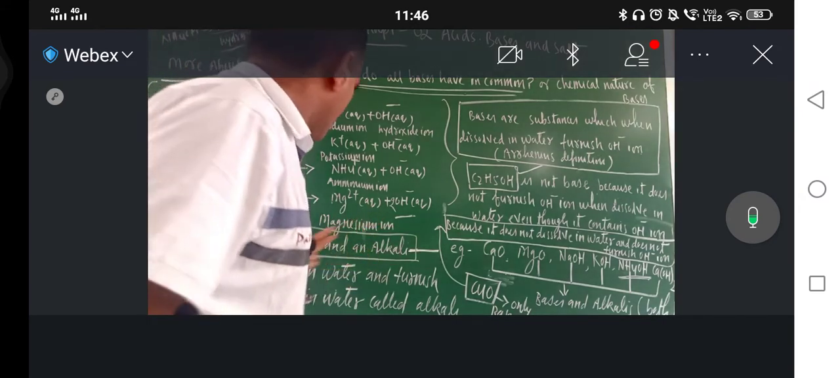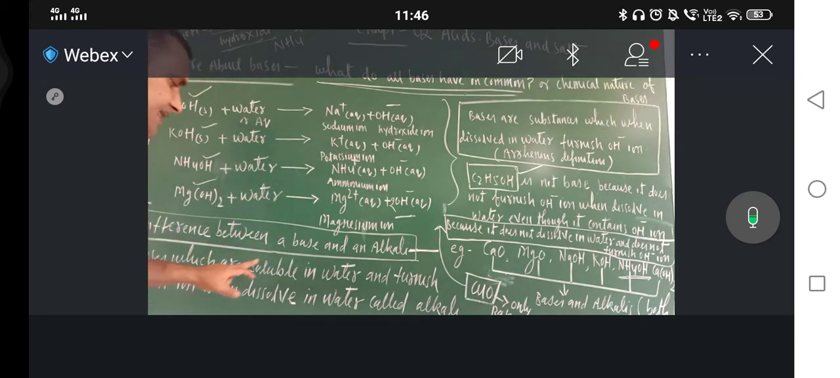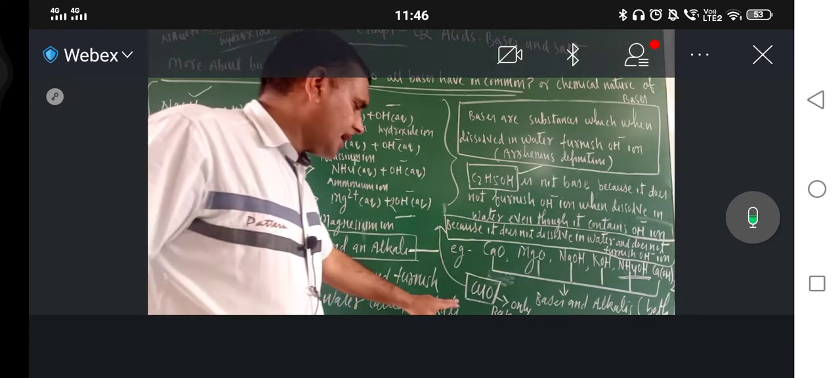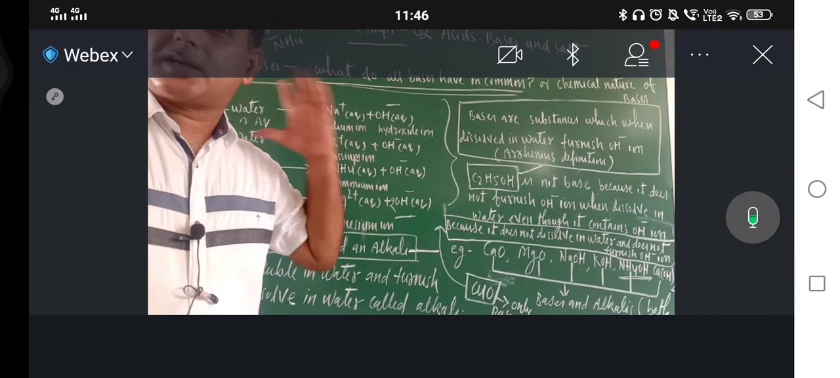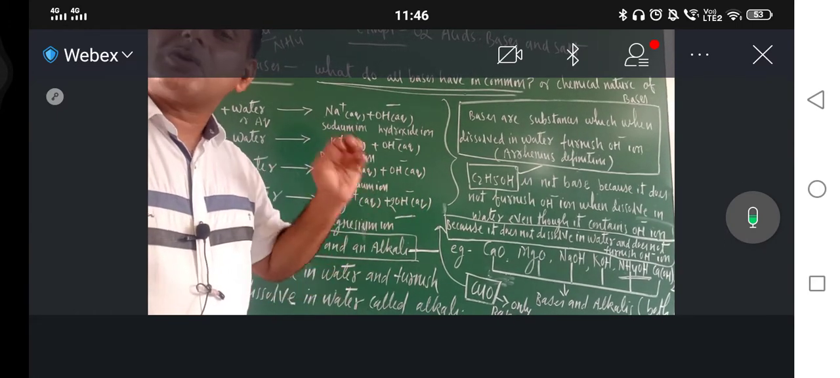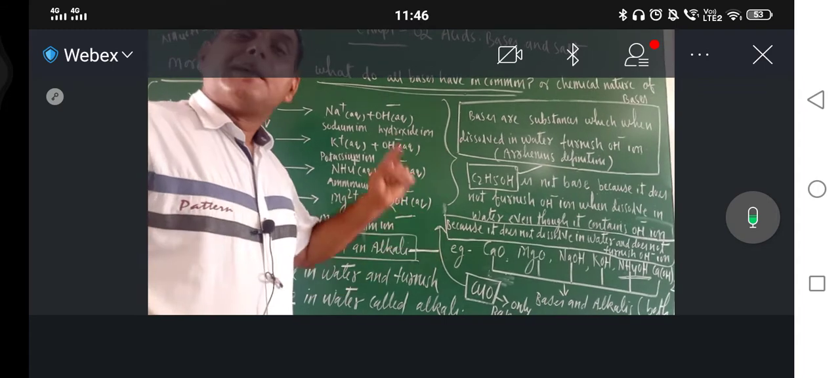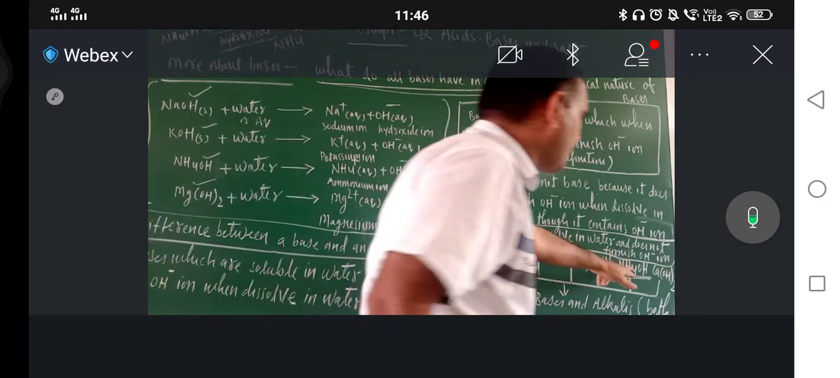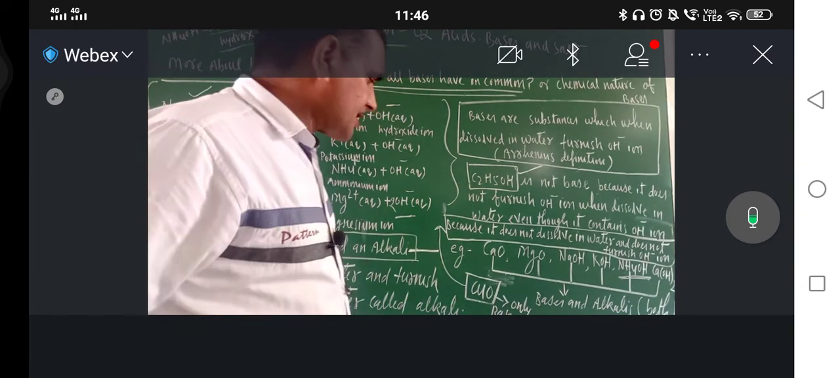Please remember this. What is the difference between base and alkali? Bases which are soluble in water and furnish OH negative ions when dissolved in water are called alkali. And what are the bases? Metallic oxides and metallic hydroxides are bases, except ammonium hydroxide, which is basic in nature even though it is a non-metallic hydroxide. Please remember this.